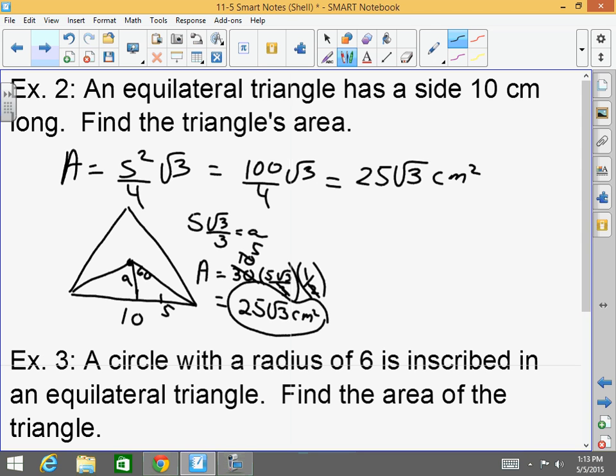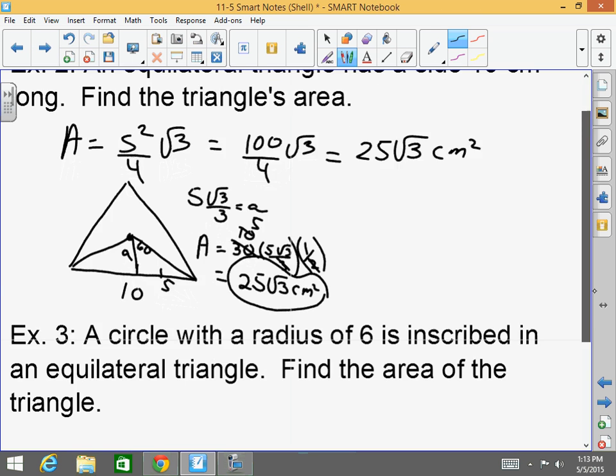So I don't want you to get scared if you forget the area of an equilateral triangle. It is faster, I'm not going to lie. But you have an out. You have 2 ways here. Okay? Everyone with me here? Okay?